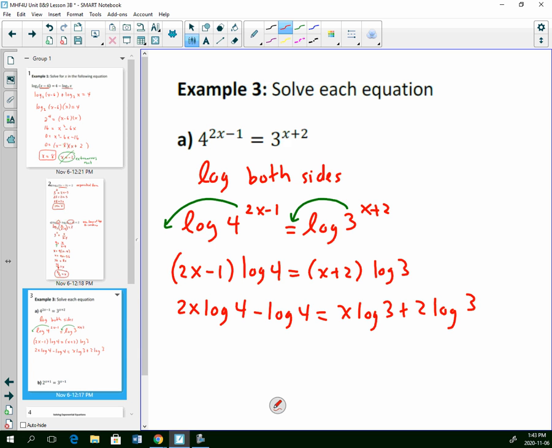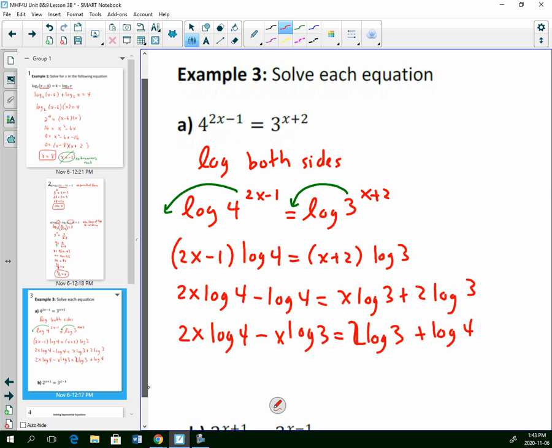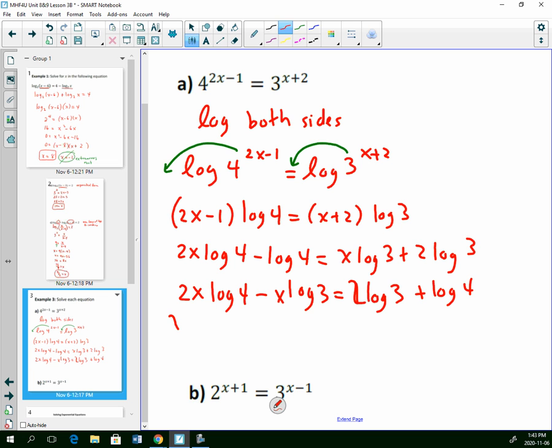Okay. Once I've done that, I want to get all the terms that contain a variable on the same side. So I'm going to bring them over to the left. So I'll bring this minus x log 3 to the left, and then we'll take the minus log 4 to the right. Okay, once I've brought all my variables and collected them on one side, I'm going to factor out the x.